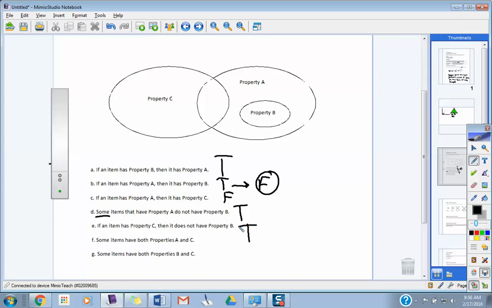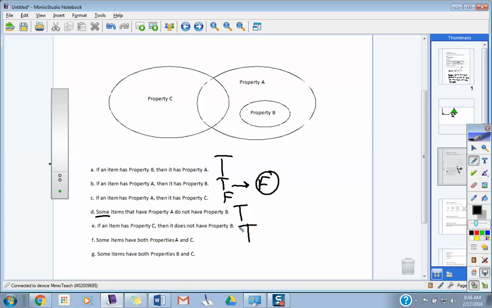I need a group to volunteer for the letter F. Letter F says some items have both properties A and C. Not all items, but what? Some items. Kyle, help me. True. What if I would have said all items that have property A have property C? Then it would be false.